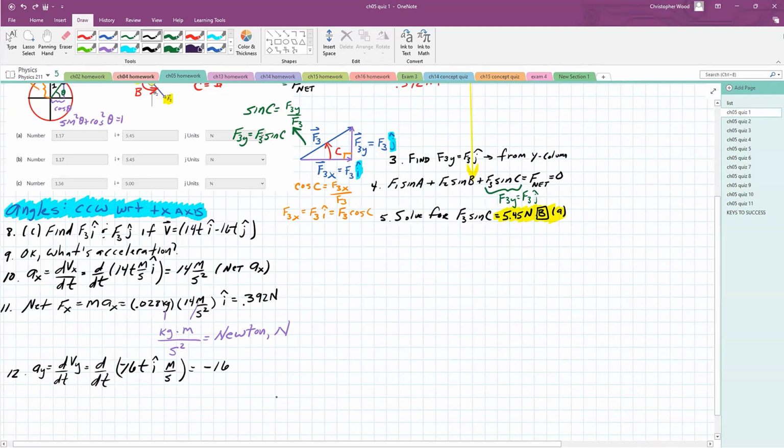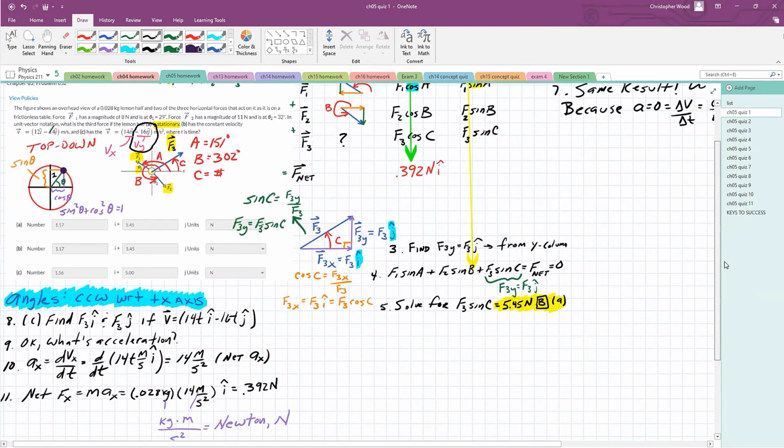Professor, is it not J hat because it's Y? No, you're right. That's a good catch. You are correct. J hat. Very, very helpful. That's good to hear. It is J hat because it is Y, and my Y function is negative 16 t J hat.